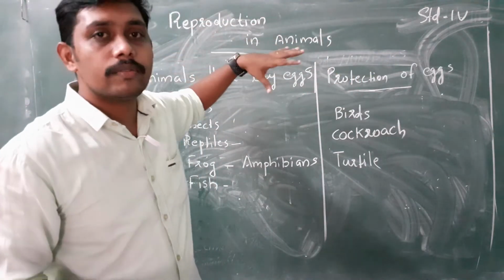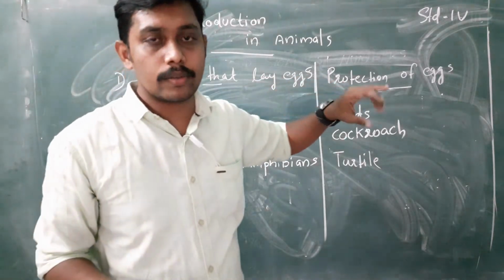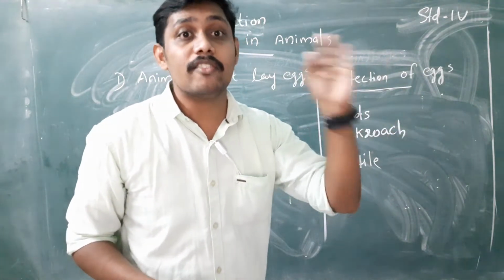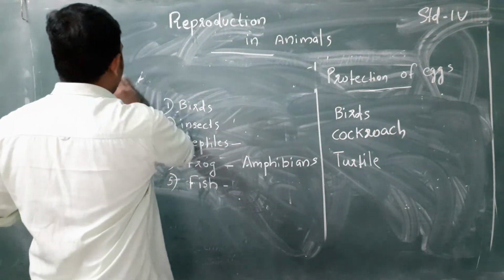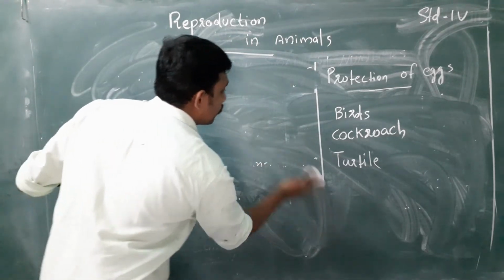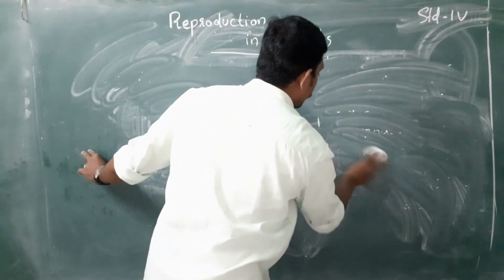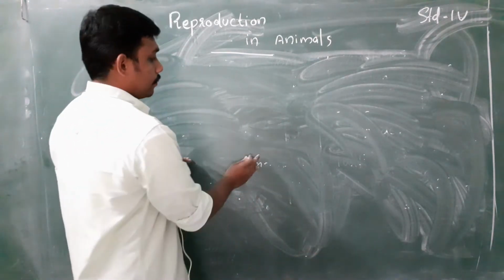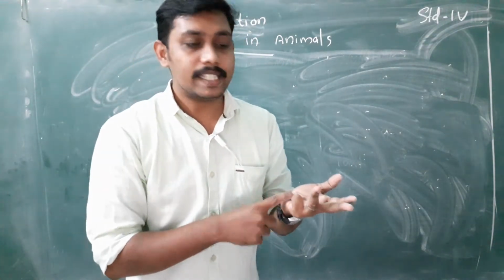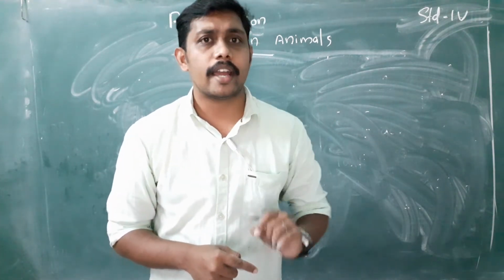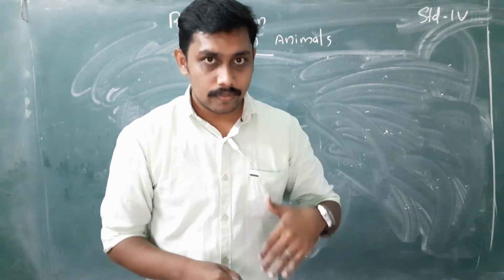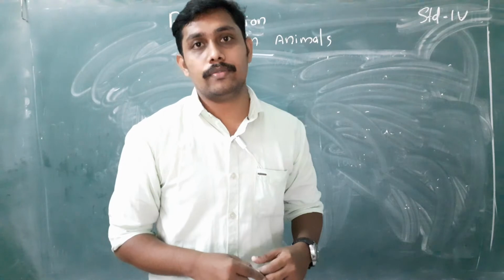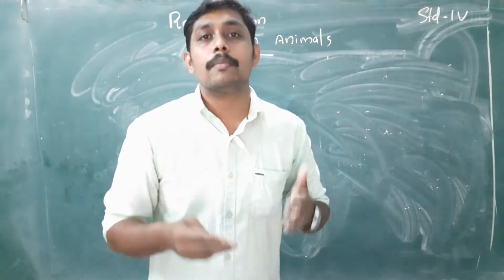So in reproduction in animals, we discussed the animals that lay eggs. Now we have to discuss the next topic, that is animals that give birth. Okay, protection is mainly by birds, cockroach, and also turtle. And there is another animal, that is butterfly. Butterflies lay eggs on the underside of the leaves. So by these processes, animals can protect their own eggs.